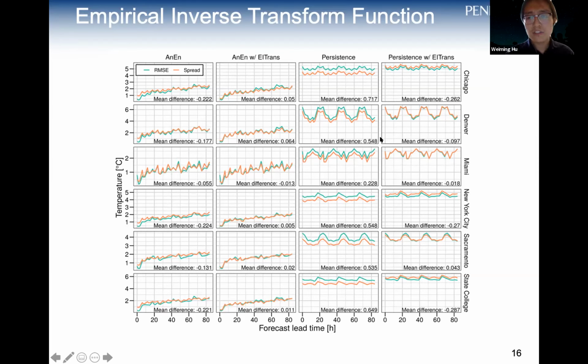This improvement is more obvious when applied on persistence. Previously, you see the spread is smaller than the RMSE, so basically the ensemble has a smaller spread than the error. It's being too confident, but what eiTrans is doing is basically increasing that spread, saying that you shouldn't be that confident. For analog, it's kind of the reverse. For example, in this case at New York City, we have the RMSE slightly lower than the spread, and eiTrans is able to see that we need to lower that spread.